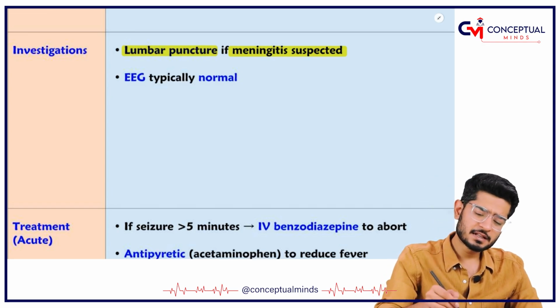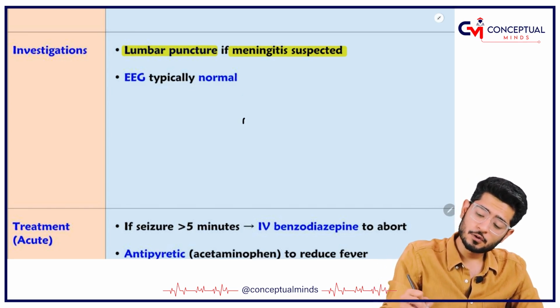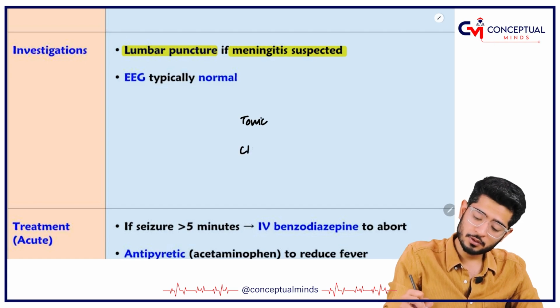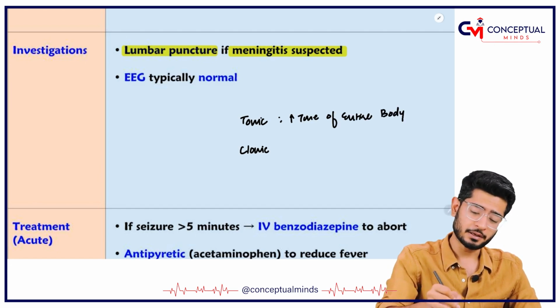In febrile seizure, these are tonic-clonic seizures. I just hope that you know the different types of seizure. So just discussing tonic-clonic ones: tonic means that there will be an increase in the tone of the entire body.